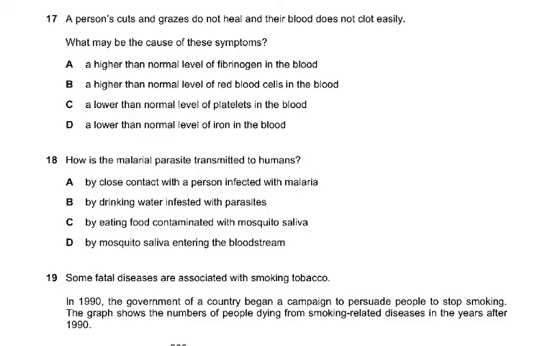17. A person's cuts and grazes do not heal and the blood does not clot easily. What may be the causes of these symptoms? Does not clot. Heal would be vitamin C, but there's no choice of vitamin C. So, question number 17, the answer is C, a lower than normal level of platelets in the blood. Platelets are required for clotting, they release the enzyme thrombokinase and all that, prothrombin to thrombin, and then fibrinogen to fibrin.